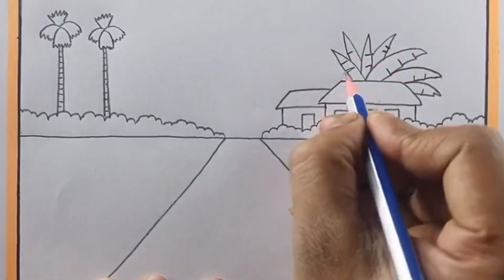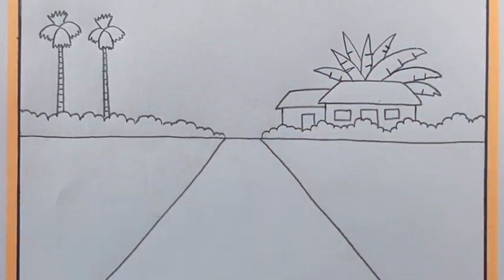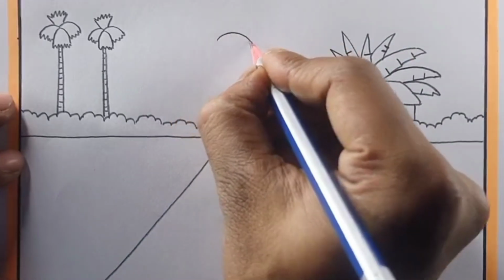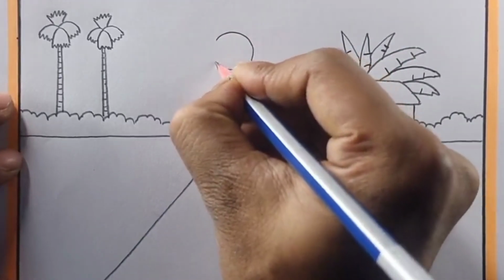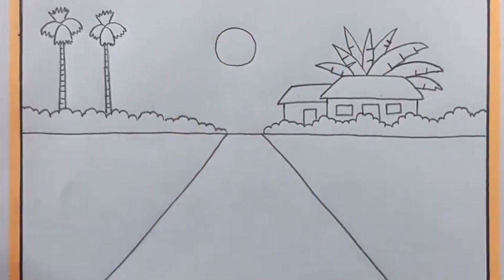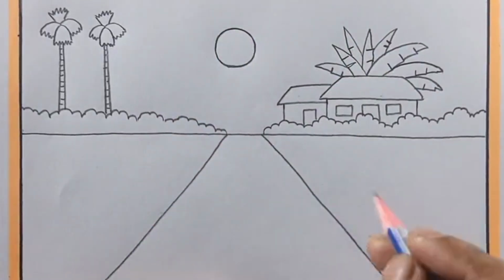Sketch the sky. Draw some clouds in the sky, and you can add butterflies or extra religion. If you are drawing a sunset or sunrise, you can use gradient shading for the sky.